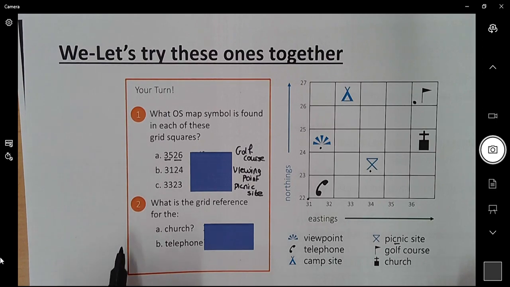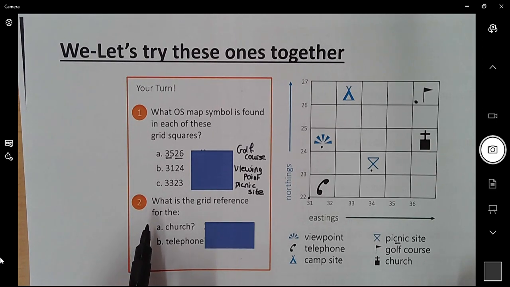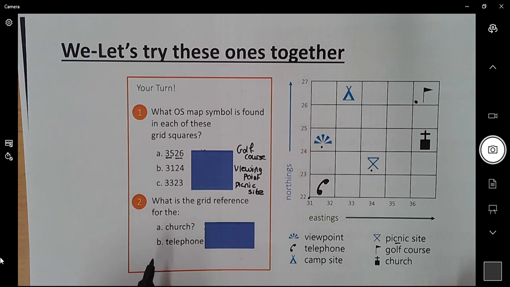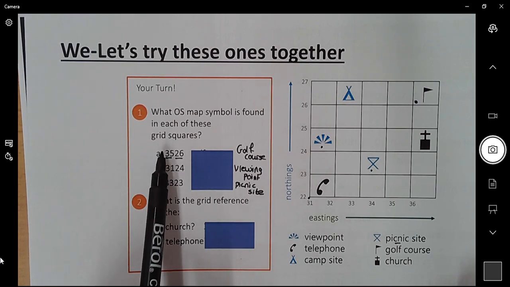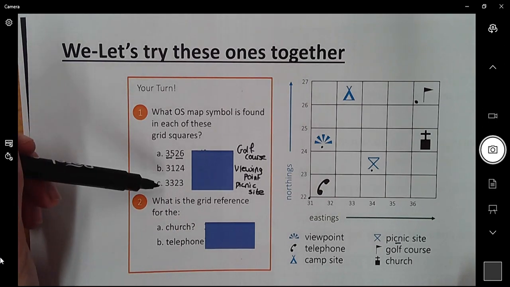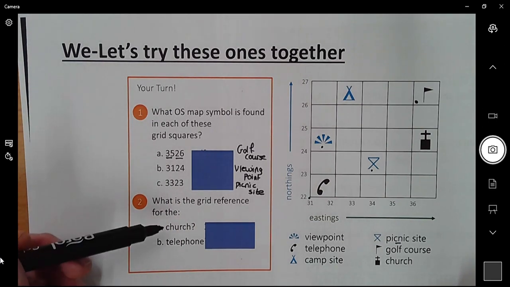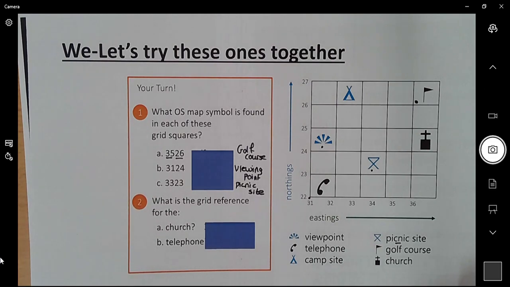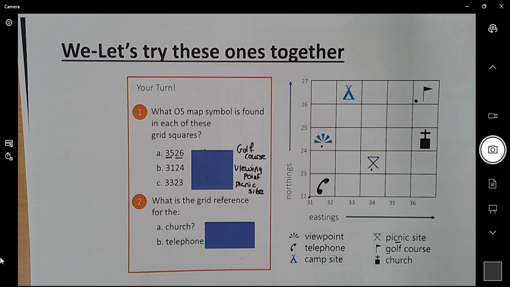There was a clue. Right, number 2, you are going to do the grid references for the church and the telephone. So number 1 was what OS map symbols were found in the grid references. You need to tell me the grid references for the church and the telephone. So pause the video here and see if you can work out the grid reference for the church and the telephone, and we'll look at the answer in 1 minute.